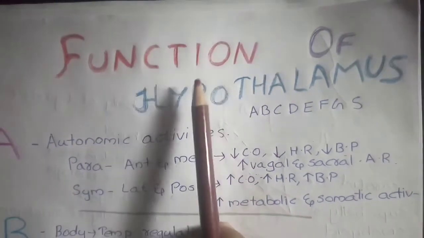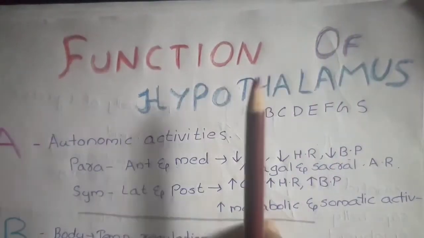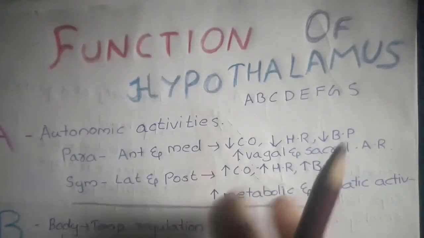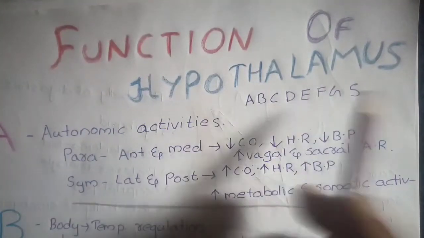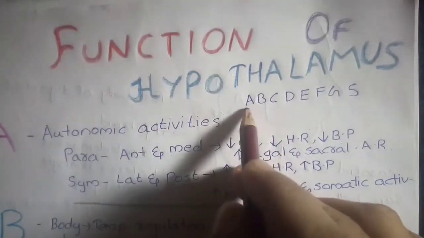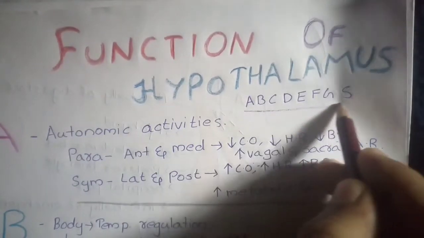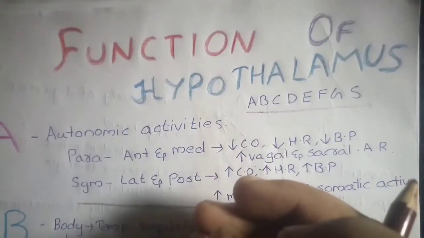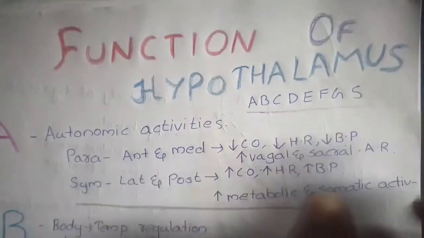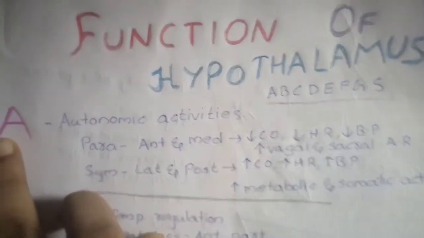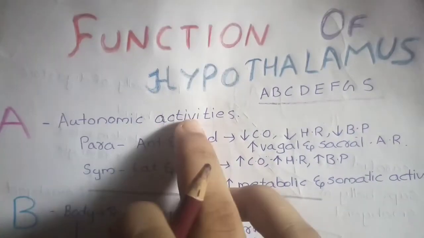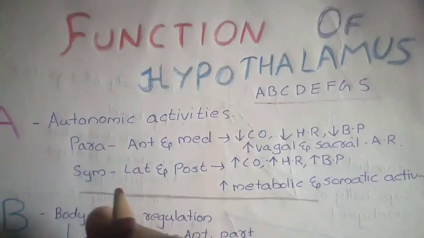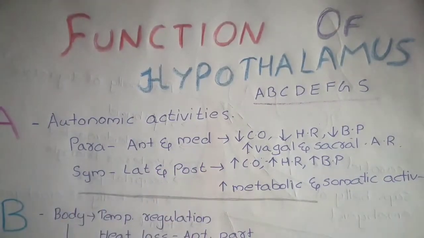The functions of the hypothalamus. The mnemonic for this topic is A, B, C, D, E, F, G and S. So you can see here A, B, C, D, E, F, G and S. Let's see what these letters represent. The A represents the autonomic activities. From the word itself, autonomic activities means parasympathetic and sympathetic activities.